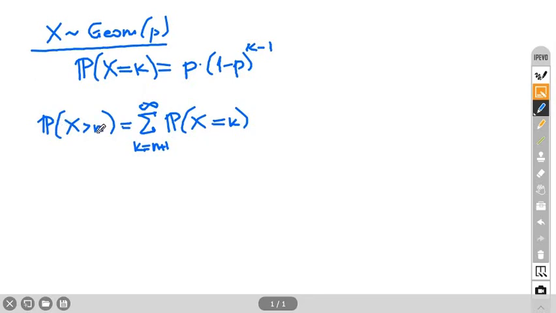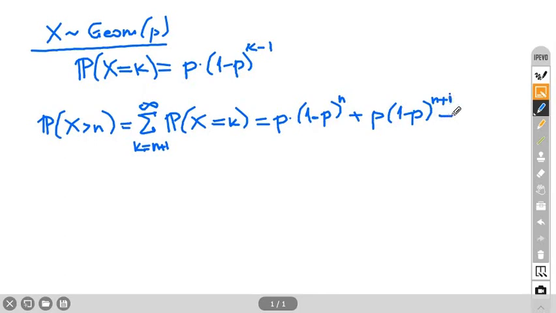So if x is larger than n, then x is either n plus 1 or n plus 2 or n plus 3, etc. up to plus infinity. So this is equal to the following. The probability that x is equal to n plus 1, this is p times (1 minus p) to the n, plus the probability that x is equal to n plus 2, this is p times (1 minus p) to the n plus 1.